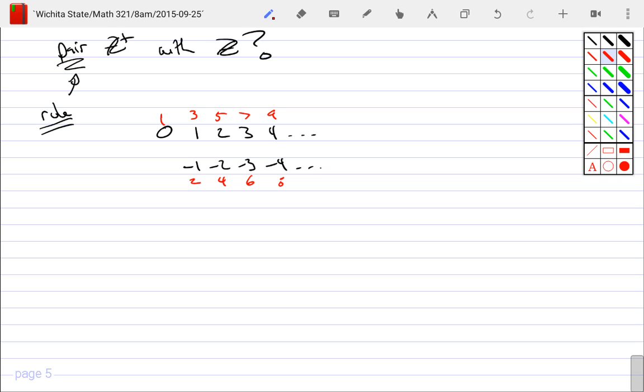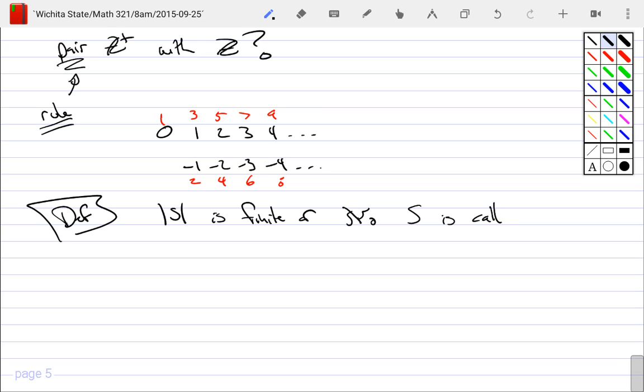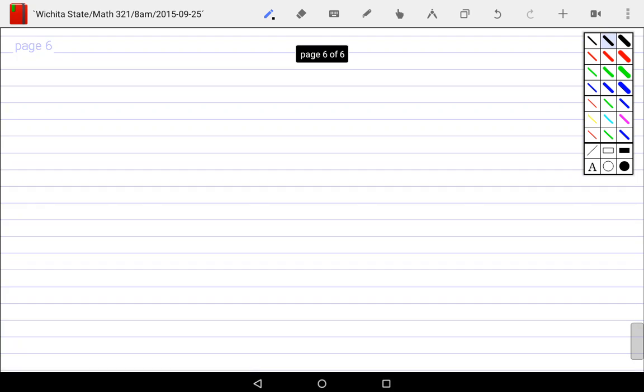All right, does this work? Kind of an interesting question. And so the idea, again, what does it mean to be countable? If the cardinality of S is finite, or Aleph null, S is called countable. So that's the idea behind countability.